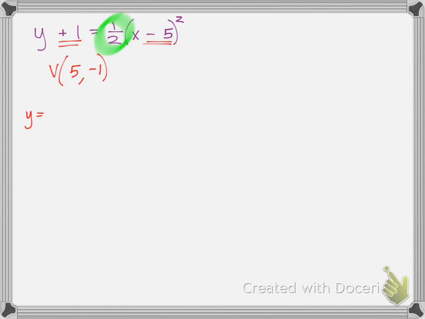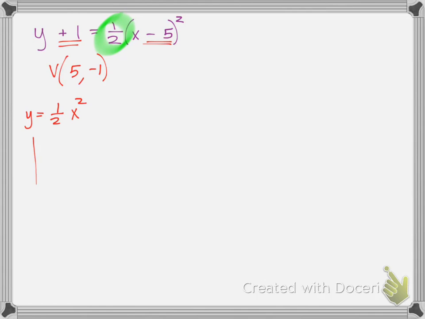y plus 1 equals, let's go with 1/2 (x minus 5), and we'll square it. So the first thing, again, we're going to look for the vertex. Vertex is the opposite of this, the opposite of this. There's my vertex. Done. And again, the other key component would be the graph y equals 1x squared.